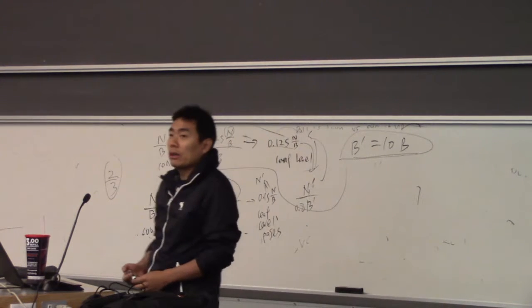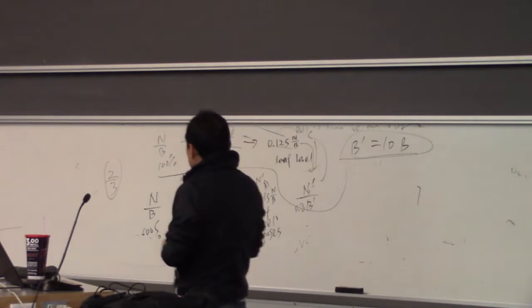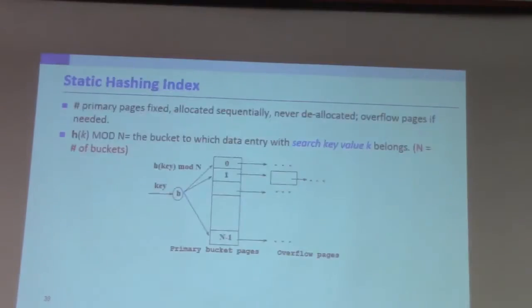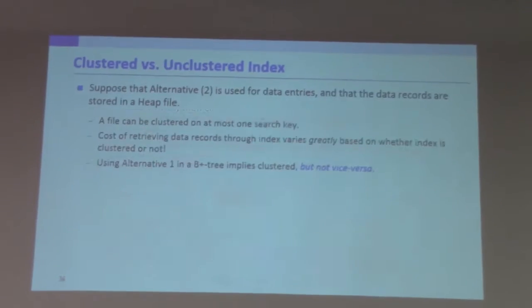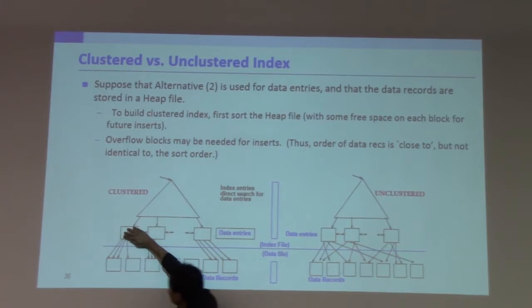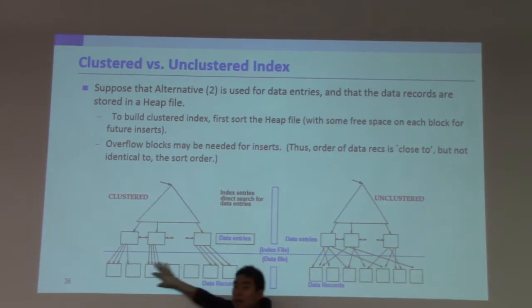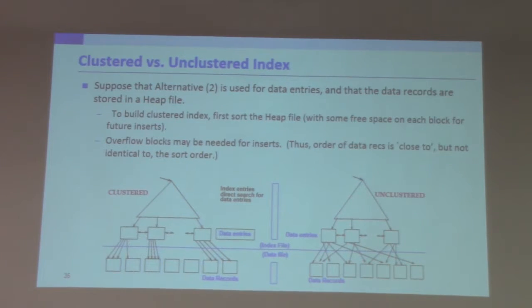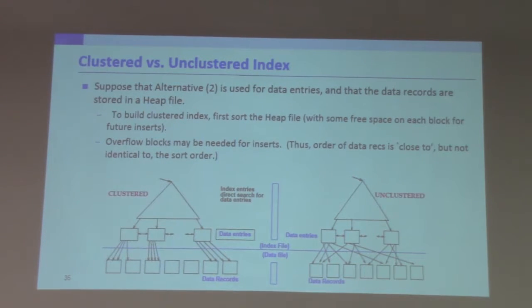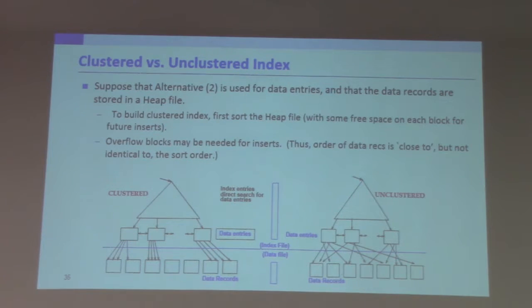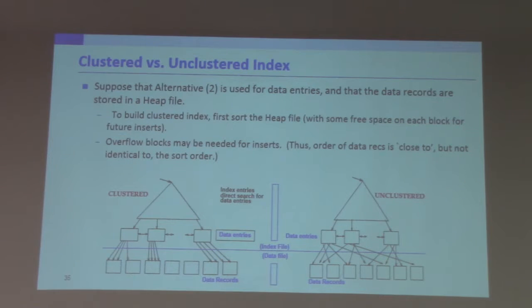What's the cost of doing an equality search? Well, for a cluster file, if you think about it, a cluster file is nothing else but ignoring this level. Essentially, your data file becomes your leaf level pages. And what's the height of the B+ tree for a leaf level with n prime pages? We did the analysis last time, right? Which is this. Follow me?